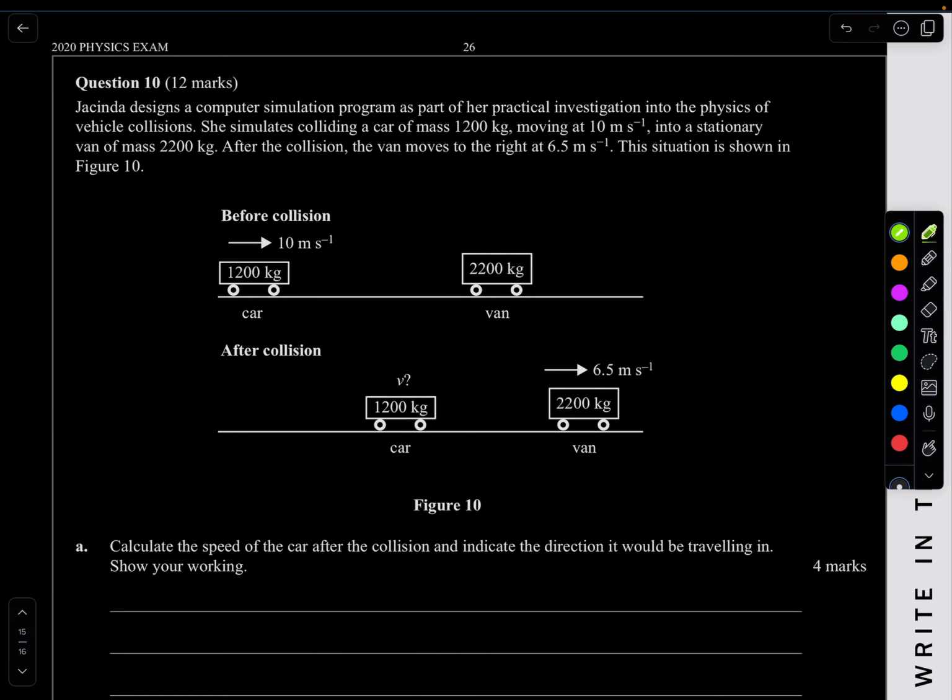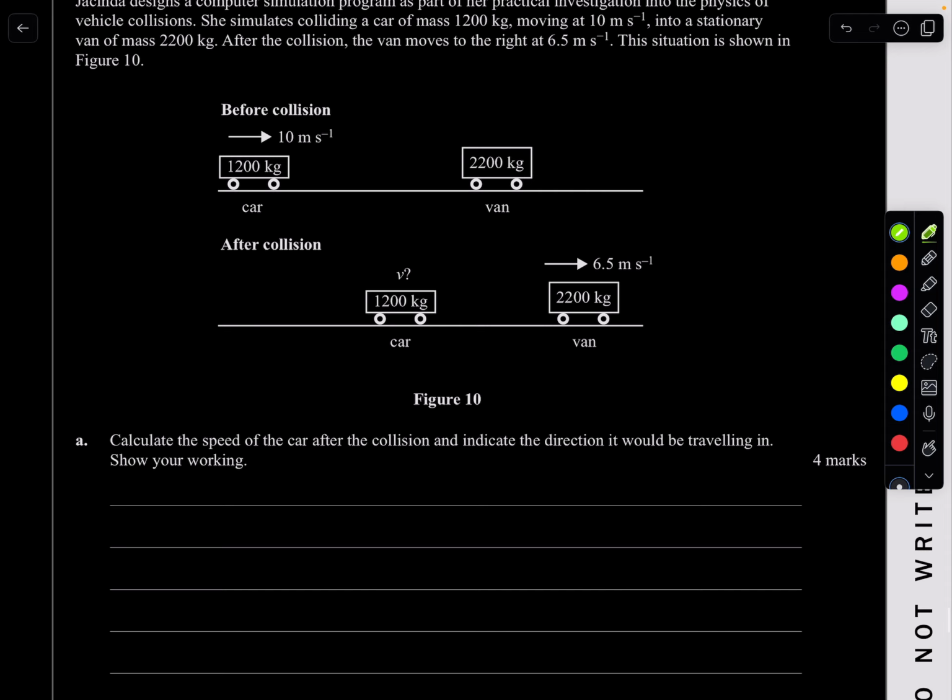All right, question 10. Jacinta designs a computer simulation program as part of her practical investigation into the physics of vehicle collisions. She simulates colliding a car of mass 1,200 kilograms moving at 10 meters per second into a stationary van of mass 2,200 kilograms. After the collision, the van moves to the right at 6.5 meters per second. This situation is shown here. Calculate the speed of the car after the collision and indicate the direction it would be traveling in.